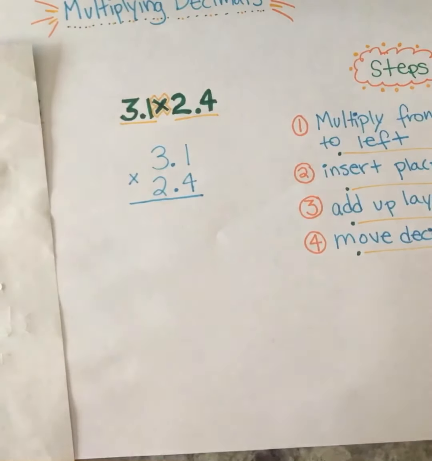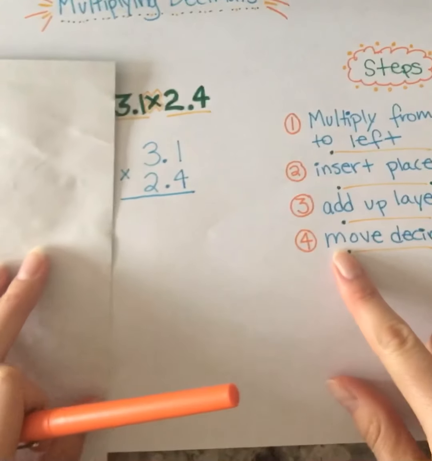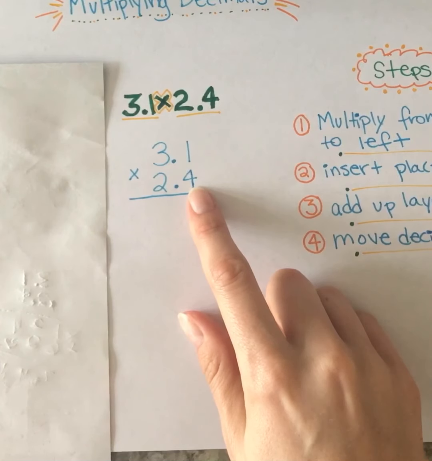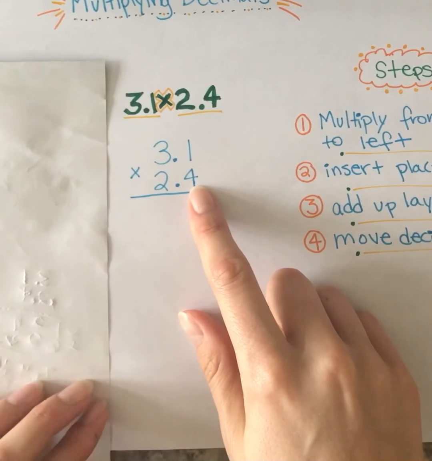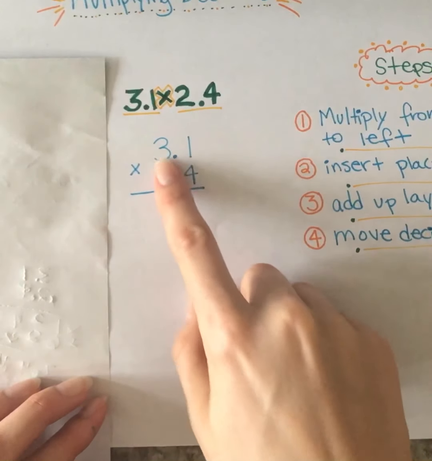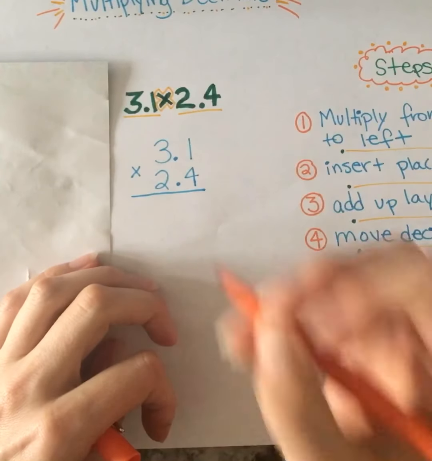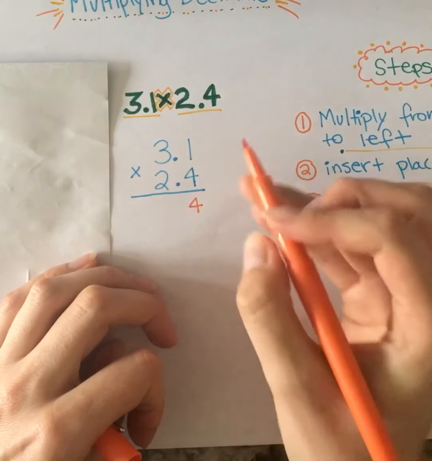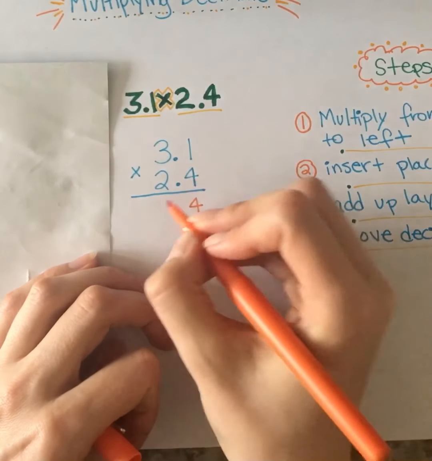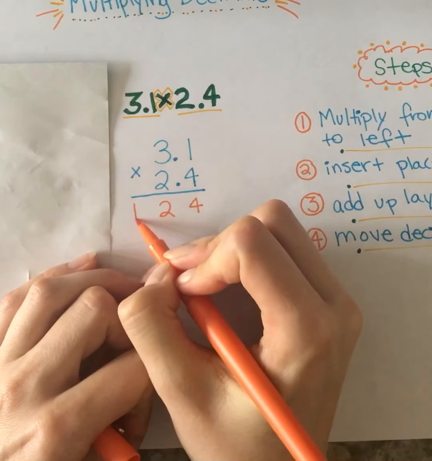Okay, so first we need to multiply from right to left. So we're going to take our bottom number and we're going to take the digit all the way to the right, and that's our 4, and we're going to be multiplying up and over. So first we'll multiply 4 times 1 is 4, and 4 times 3 is 12. And then we'll carry our 1 and just put it down over here.